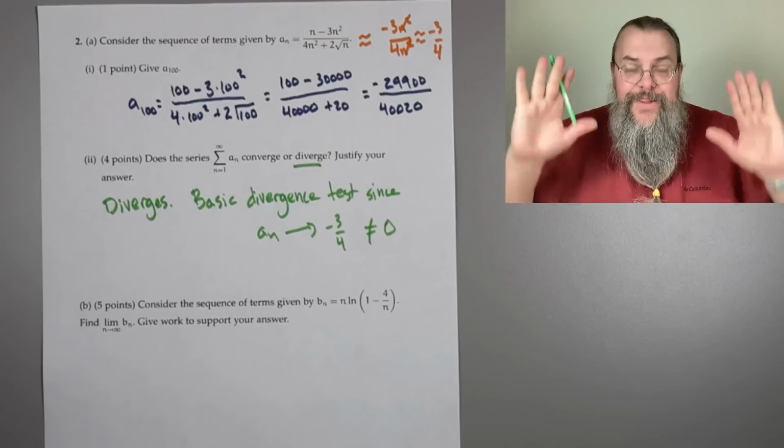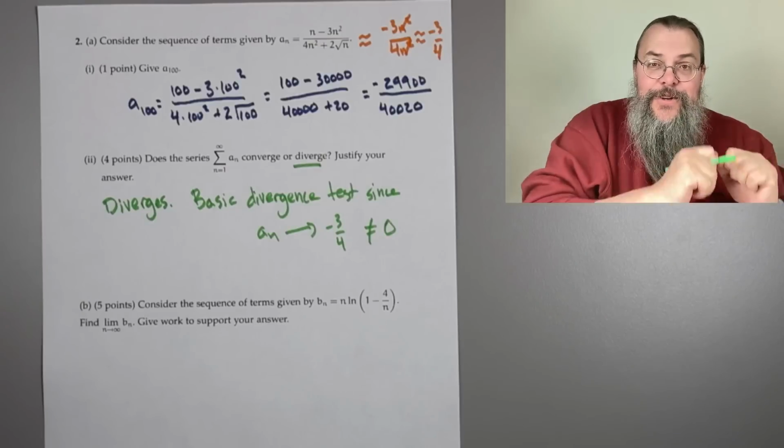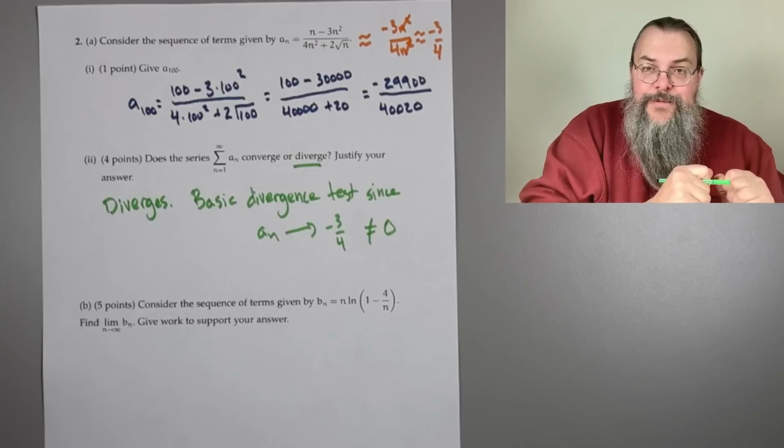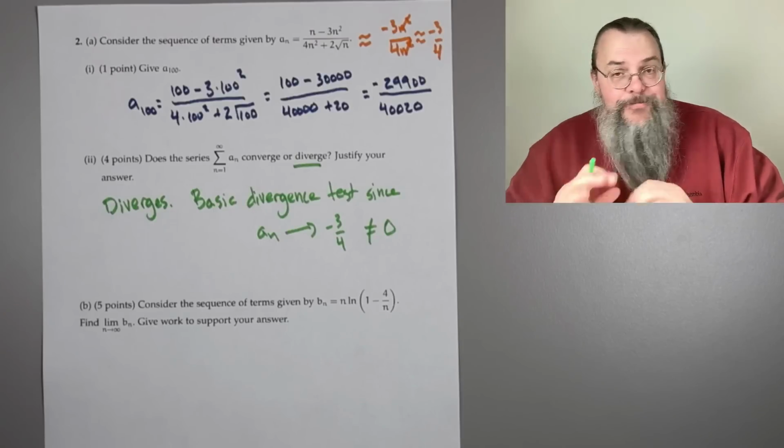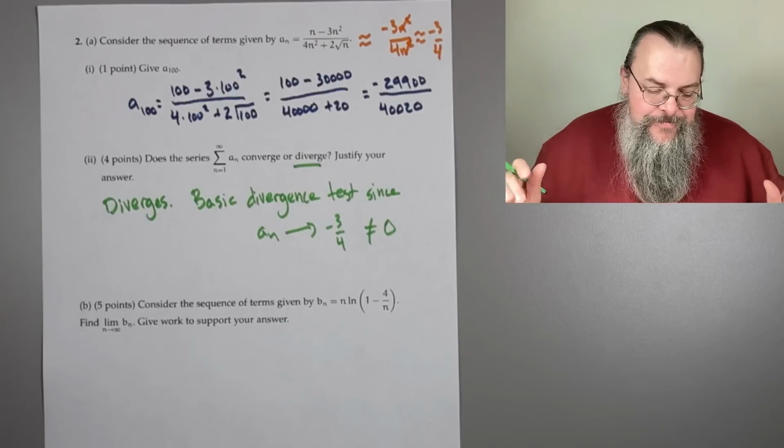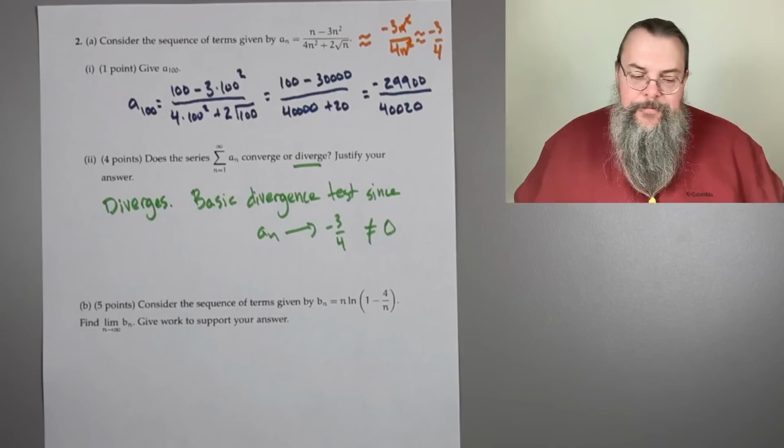All right, so remember, basic divergence test. If you don't go to 0 with your individual terms, you can't converge. That's all we can conclude. All right, so that's part A.